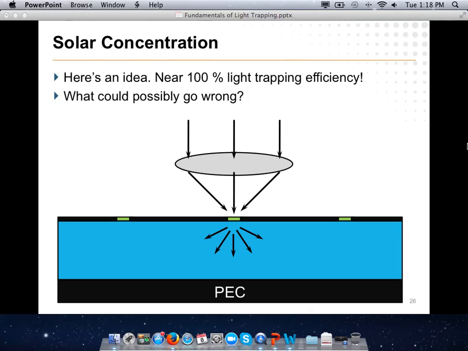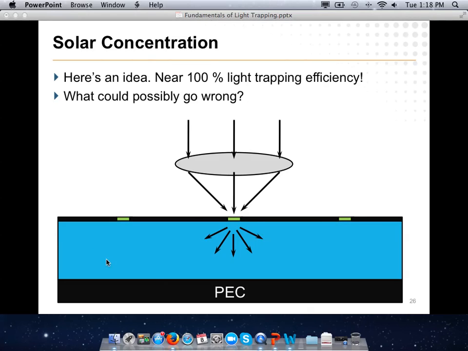So you imagine, instead of bumping up my surface, I'm just going to have a little hole here, a square millimeter in size or less. And I'm going to put a big giant lens up front, and I'm going to capture all the light and focus it onto that little hole. And then I'm going to just cover my solar cell with metal on top.